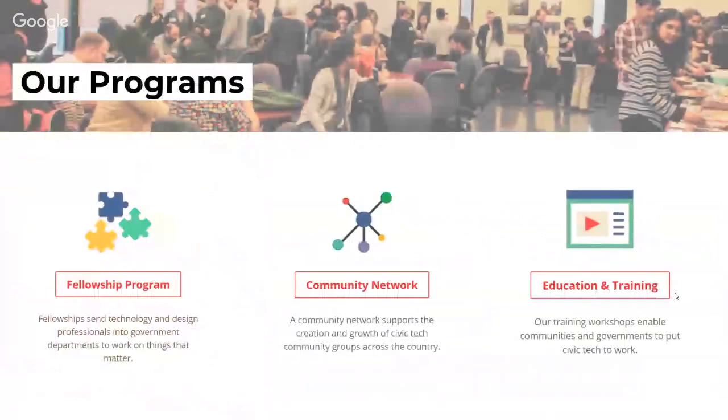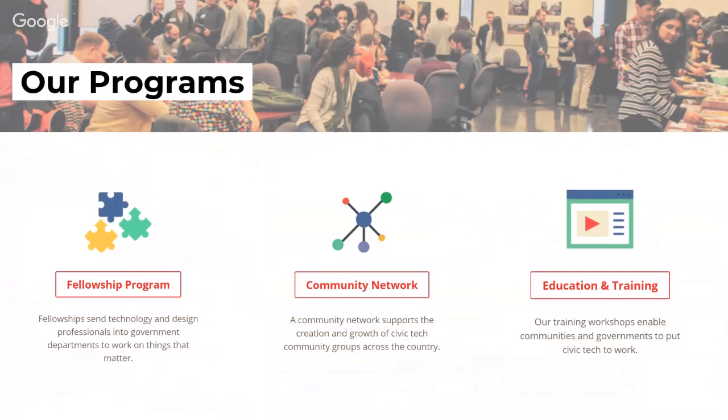Our largest program area is the fellowship program, which is what we will be talking about today. We do also have 2 other programs that I'll give you a high-level look at, so you can have a sense of where the fellowship fits. We have a community network, which supports the creation and growth of civic tech community groups across the country, working with leaders in communities to build grassroots civic tech communities locally.